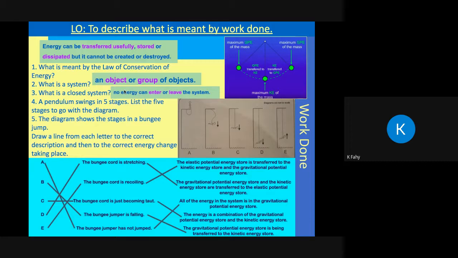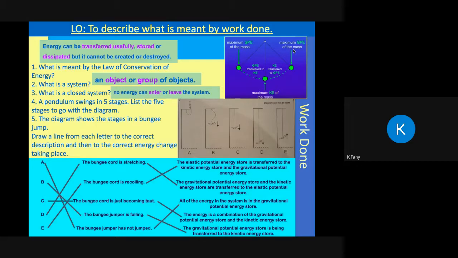For question 4, a pendulum swings in 5 stages. List the 5 stages to go with the diagram. We're talking about this diagram over here. You've got maximum GPE of the mass at stage 1. At stage 2, the GPE is transferred to kinetic energy. At stage 3, you've got maximum kinetic energy of the mass. At stage 4, your kinetic energy is transferred to GPE. And at stage 5, your maximum gravitational potential energy of the mass.